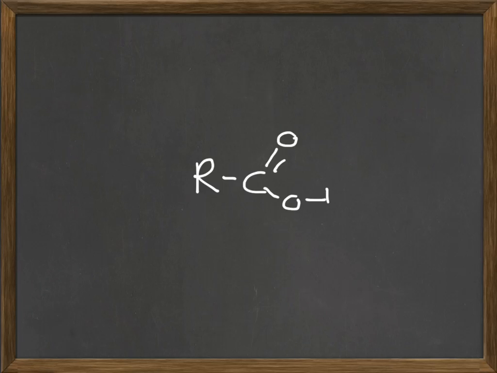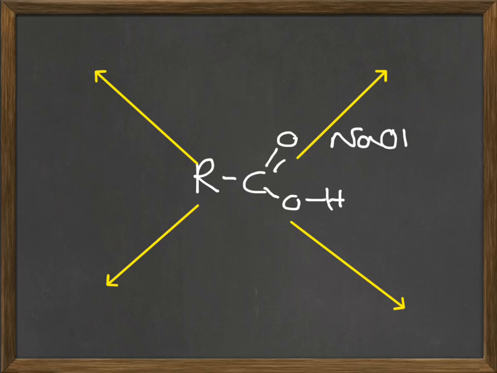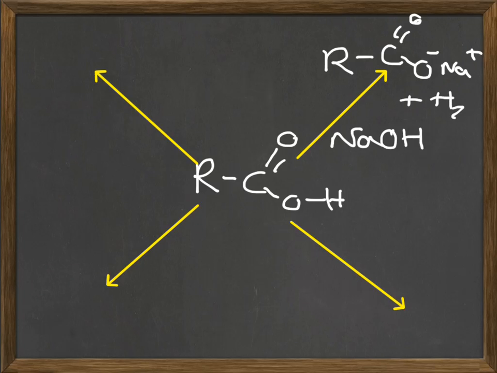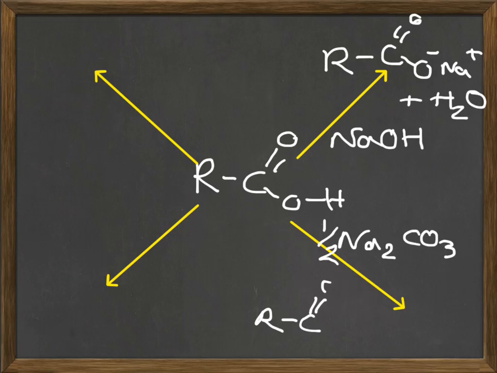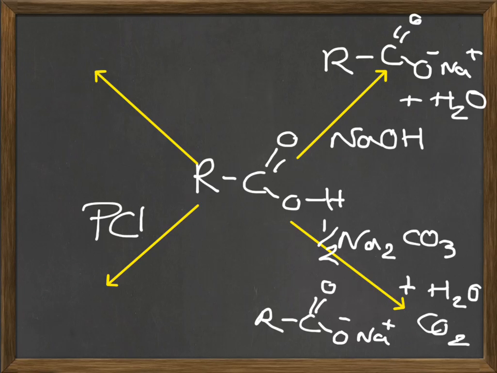Okay, so now we've looked at how to make them, and what we want to find out about is what we can make from carboxylic acids. The first reaction you need to know is neutralization, adding a base, sodium hydroxide. Remember, when you add sodium hydroxide, you're going to make the sodium ethanoate ion and H2O. Then what happens if you add sodium carbonate? Well, again, you're going to make the sodium carboxylate ion, and CO2 and H2O.